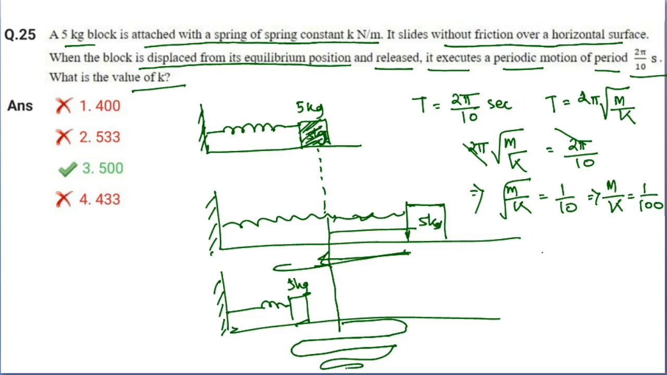Then we have to calculate k. And what is the value of m? M is given as 5 kg. So 5 by k is equal to 1 by 100. That implies k is equal to 500. And it is a constant, so value of k is 500 only. Okay, option 3 is the correct one.